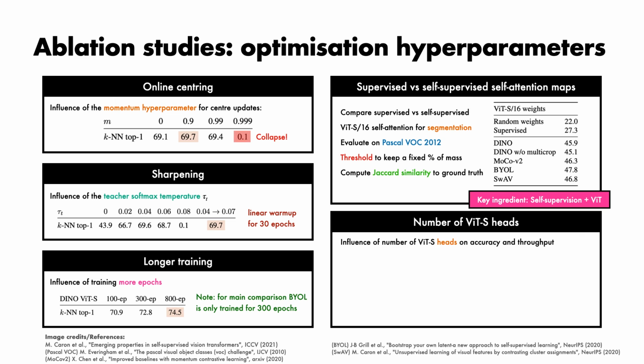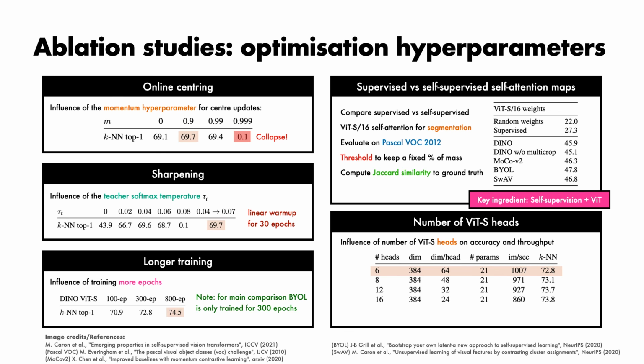Finally, we study the influence of the number of ViT heads on both accuracy and model throughput. Here, the evaluation is performed with k-nearest neighbor classification. Starting from 6 heads, performance gradually improves with 8, 12, and 16 heads, at the cost of reduced throughput. For all other experiments, 6 heads are used by default, a choice that offers a reasonable trade-off between efficiency and accuracy.